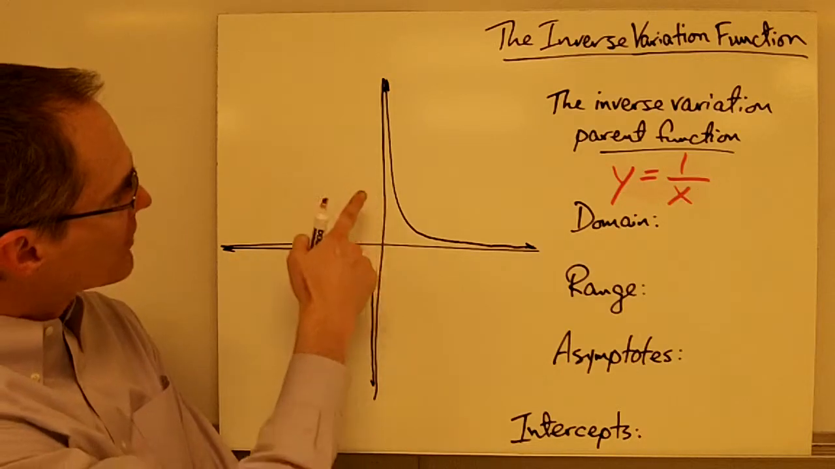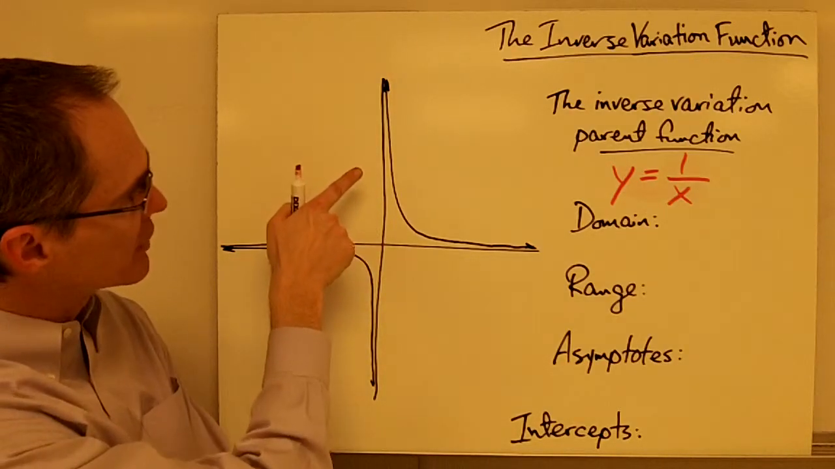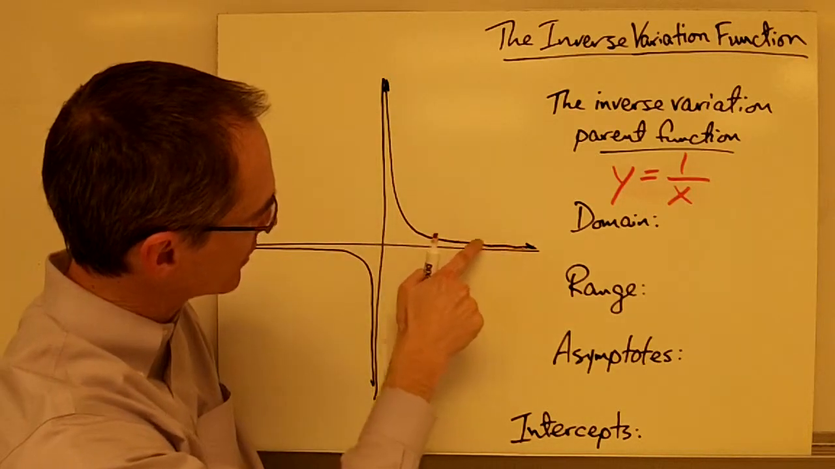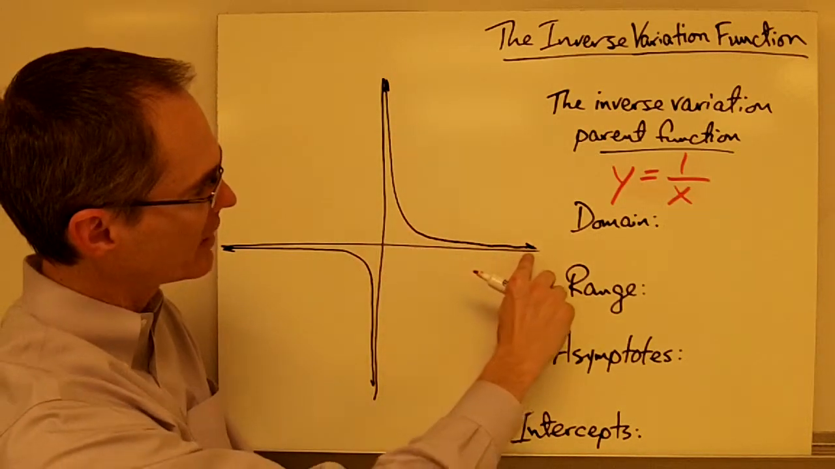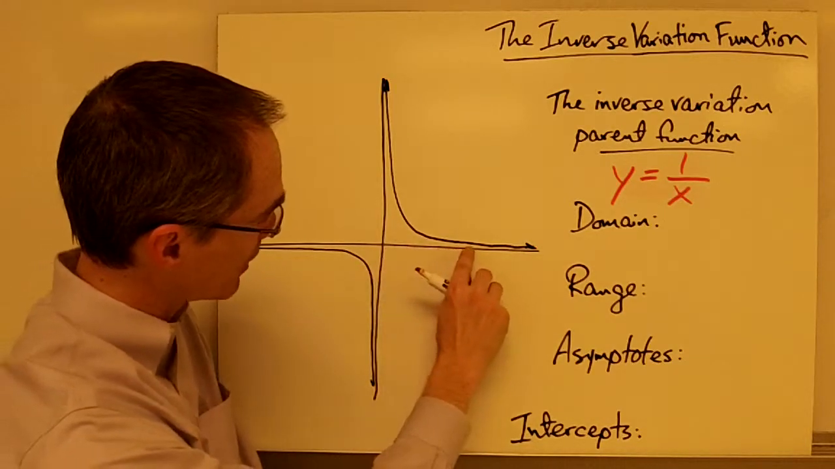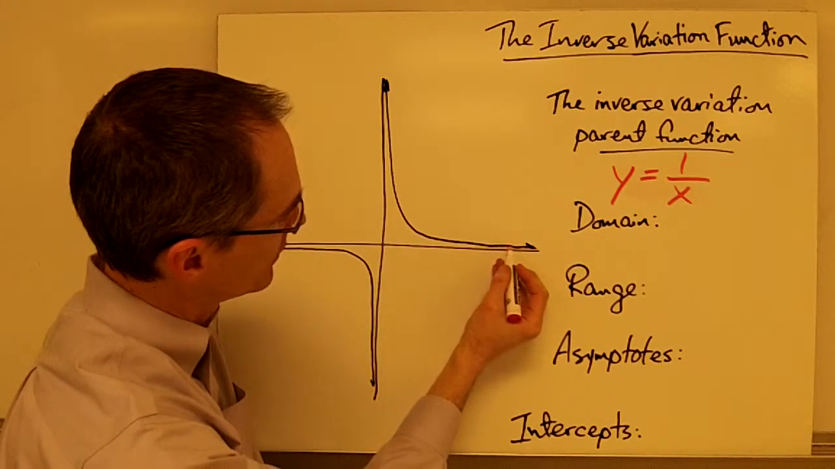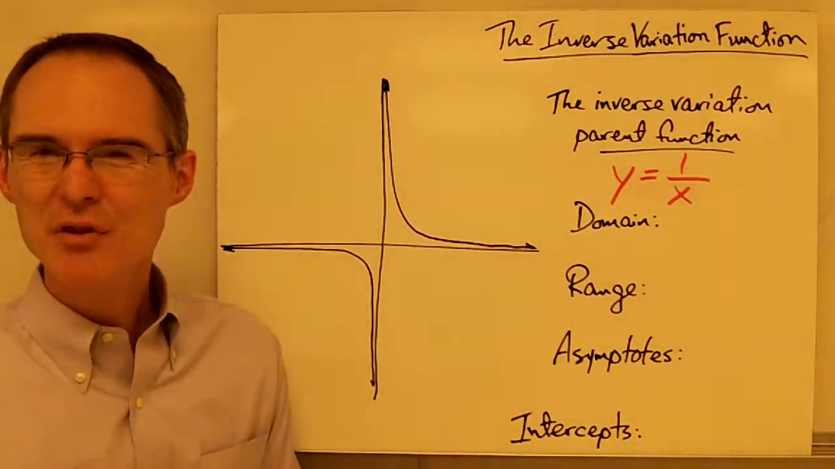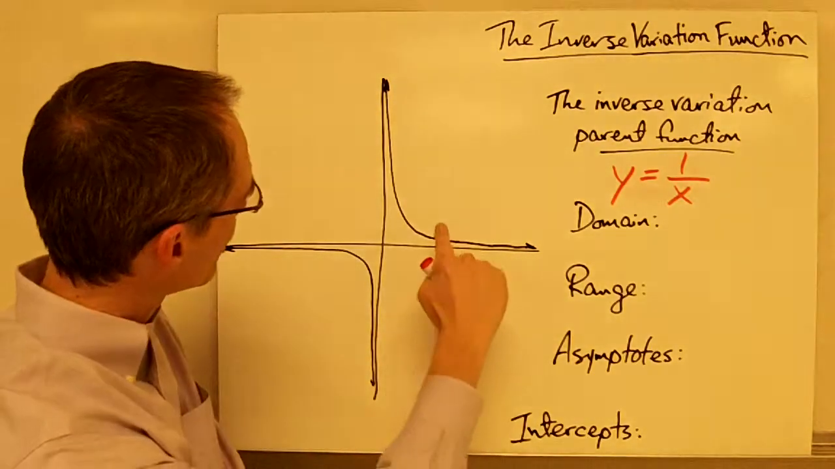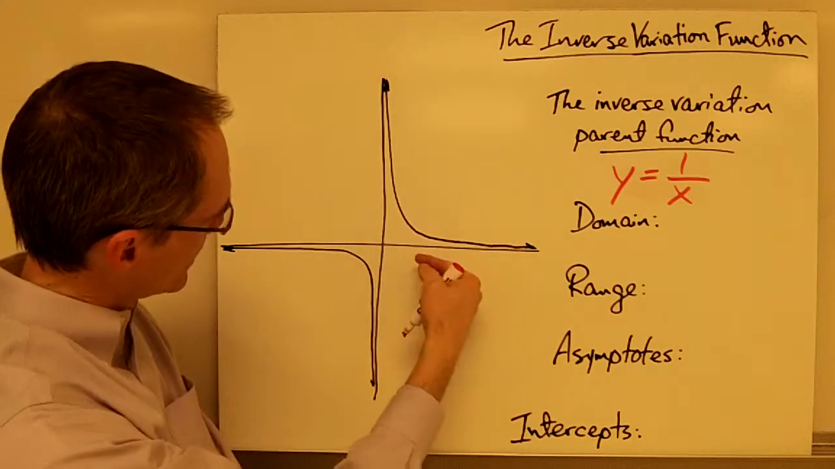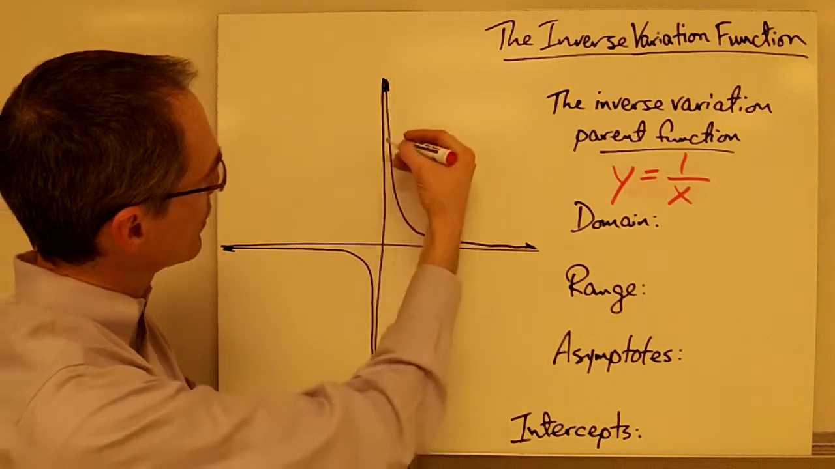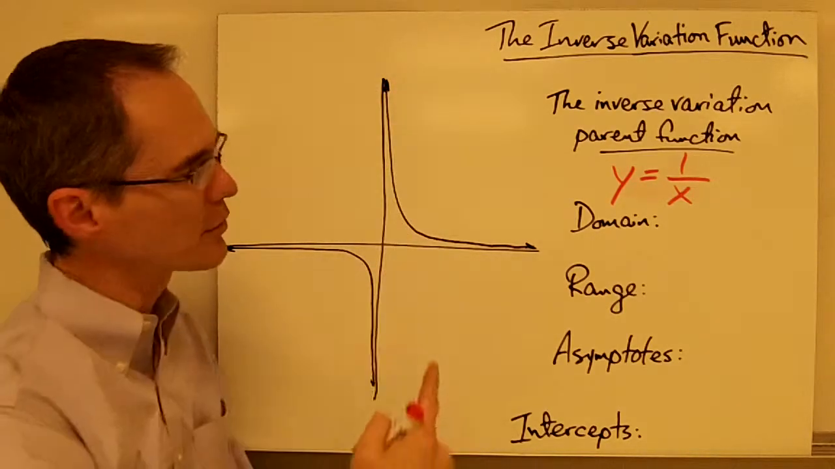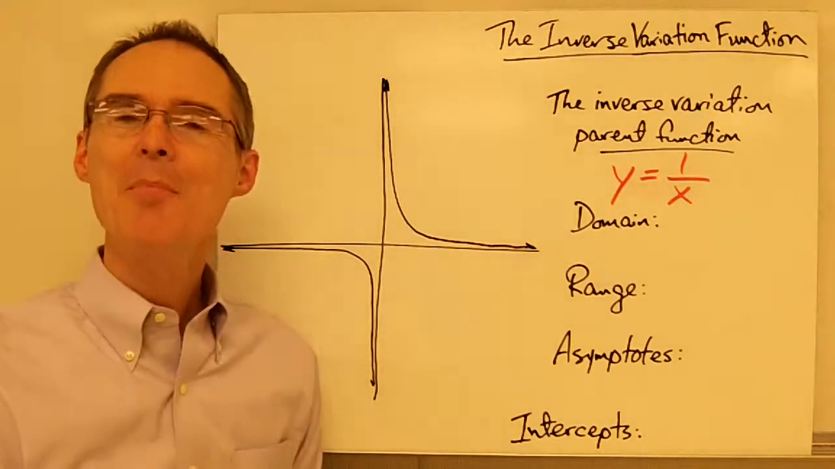One of the things that is interesting about the inverse variation function is that these curvy parts get very, very close to, for example, right here, this part of the graph gets very close to the x-axis, but it never touches the x-axis. And over here, as x keeps getting closer and closer to zero, the graph goes up and up and up, and it keeps getting closer and closer to the y-axis, but it never actually touches the y-axis.